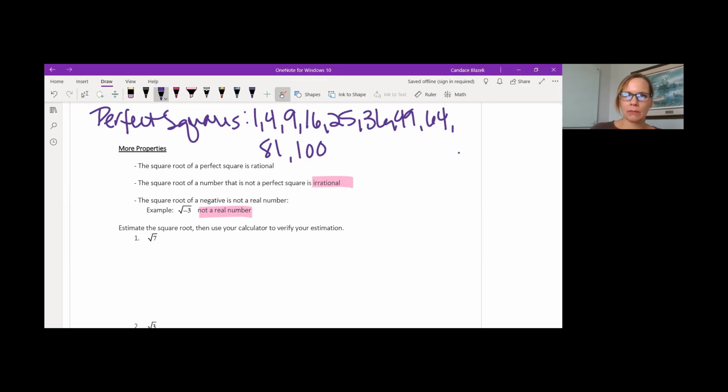How do we approximate a square root? Well, what we're going to do is look first at the square root of 7. So I want to look at the square root of some perfect squares. If I have the square root of 7, I'll show you what I'll do. Well, 7 is between 4 and 9. Now, why did I pick 4 and 9? Well, look here. They are perfect squares.